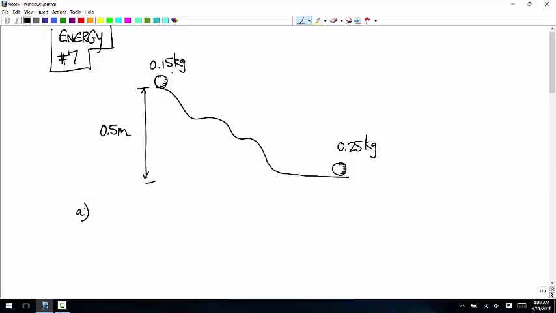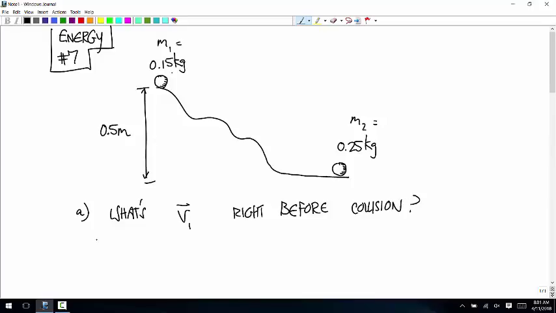So the questions are, first, what's the velocity of the first ball? Let's call that one M1 and this one M2. So what's V1 right before the collision? And second, what are the velocities after the collision?